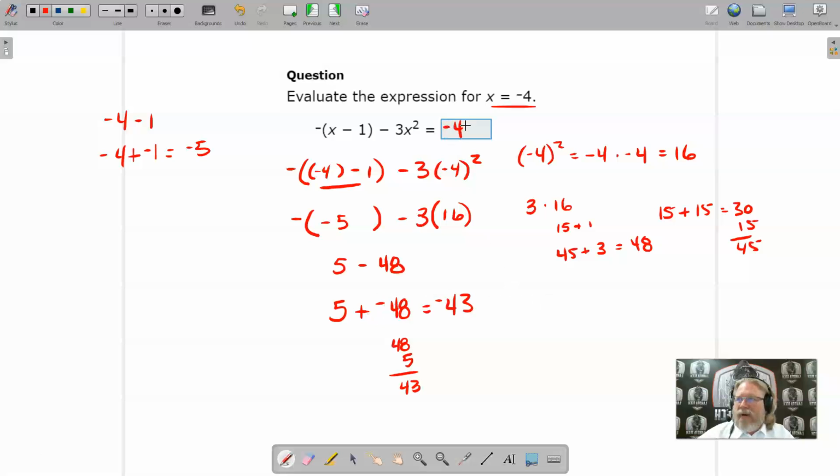So negative 43. If you're unsure about all of what I just did there, be sure to go back and watch the video, especially on the addition and subtraction of integers.